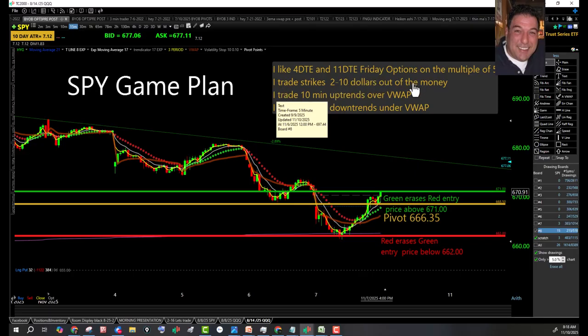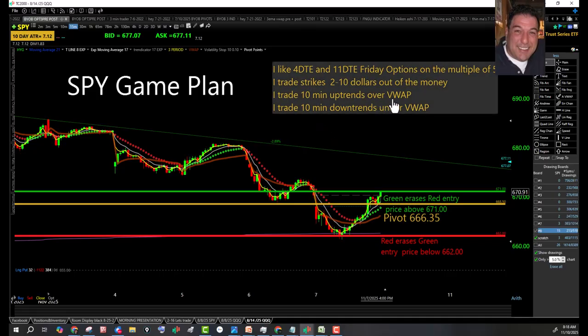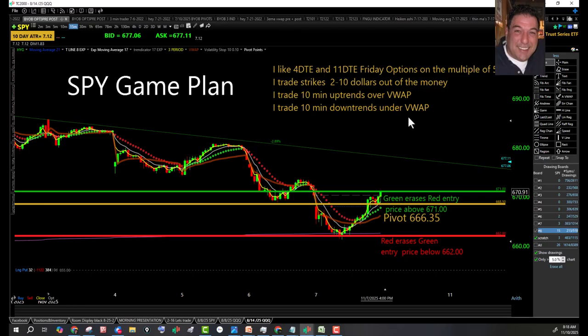Because remember, these are out of the money. They're probably going to expire at 0. So all we're in them for is just the move up. I trade 10-minute uptrends over VWAP, trade 10-minute downtrends under VWAP.